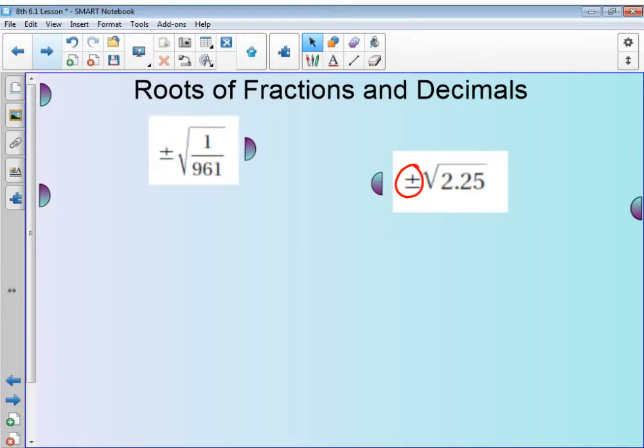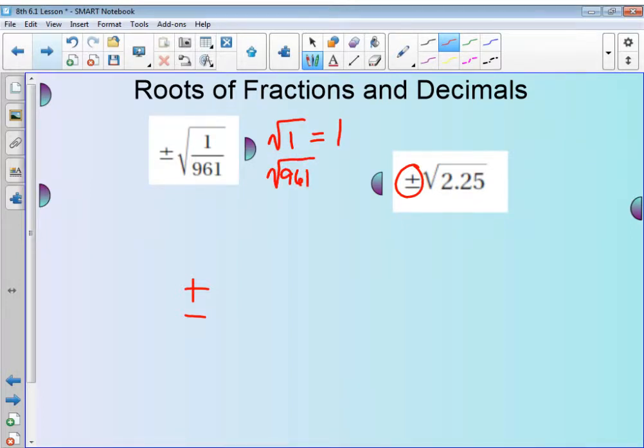Okay, so this time they want the positive and the negative. So in our final answer, we're going to have a plus and a minus sign. So think of it like this. What's the square root of 1? Well, the square root of 1 is 1. And then the square root of 961, and you may use your calculator if you would like to on that. Square root of 961, let's see. That gives me 31. Okay, so I end up with a final answer of the positive and the negative of 1 over 31.